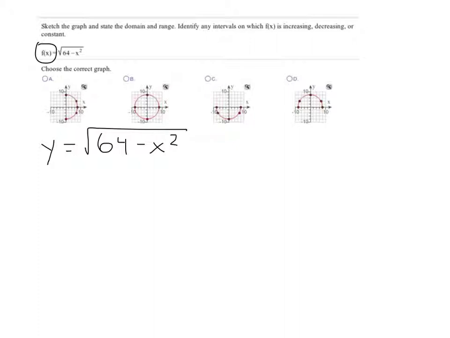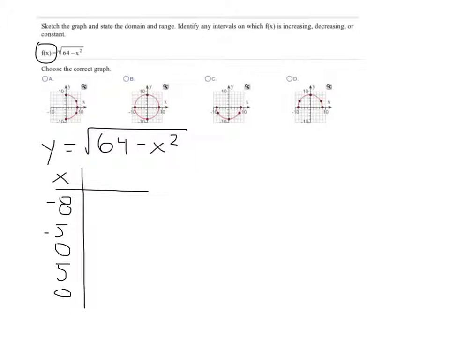So choosing a table of values, let's go ahead and choose some values for x. Let's choose -8. We could also choose some other values too, let's say -5, 0, 5, and 8. Now some of these we're going to get some nice answers for, other ones not so much because they'll be decimals.